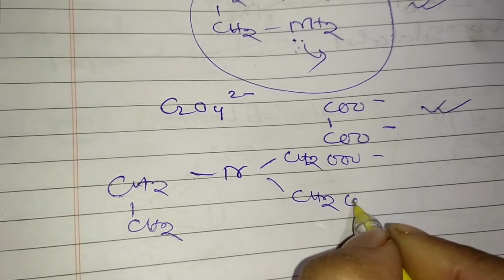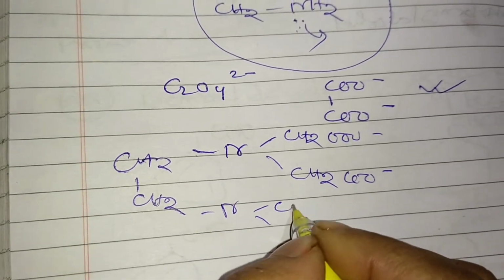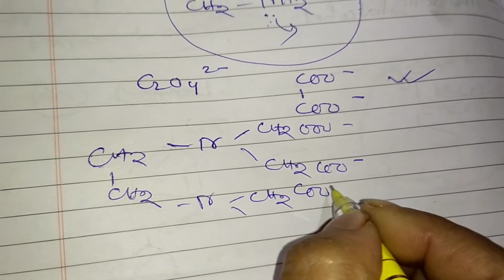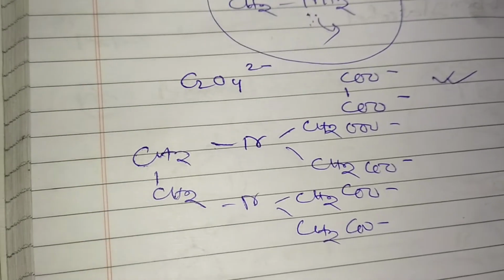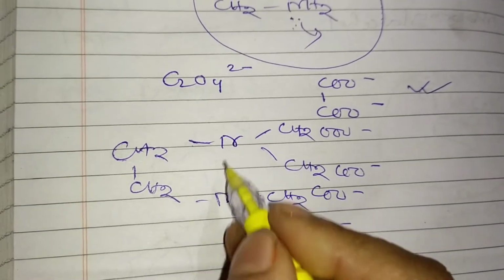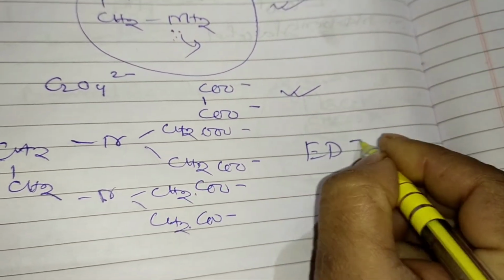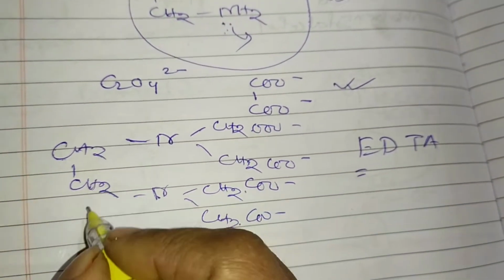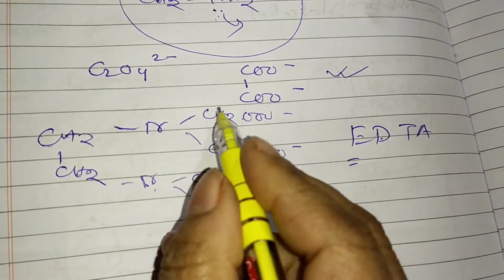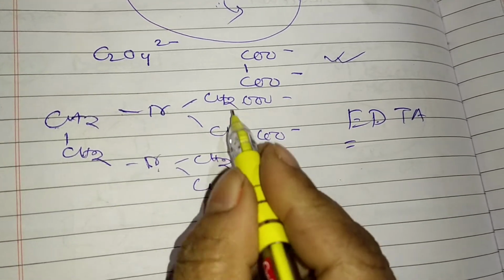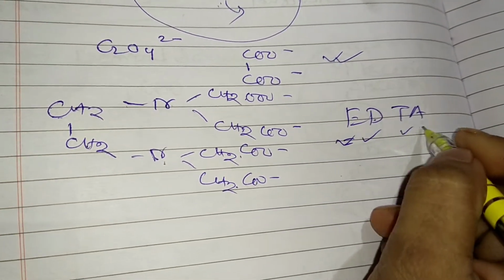CH2 C double O minus, and for one more N here, CH2 C double O minus, and CH2 C double O minus. It is called ethylene diamine tetraacetate. What is the full form here? EDTA. Ethylene for the CH2 group, and diamine, N and amine, where the H is replaced, H2, and that means a total of H4 is replaced by acetate groups. That's what is called ethylene diamine tetraacetate.